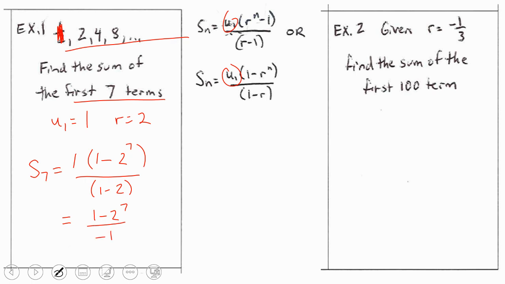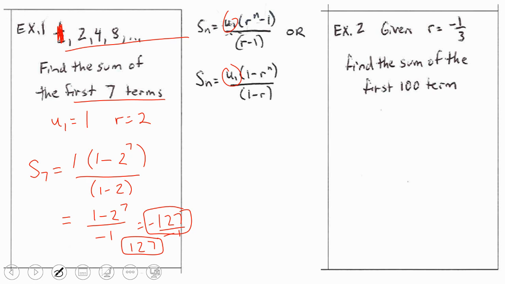So do that on your calculator. You get negative 127 divided by negative 1, which is 127. Okay, if you did it in the other formula, it would have just made it positive. It doesn't really matter. Use the first one if R is positive. Generally, that's what we do, but it doesn't really matter.